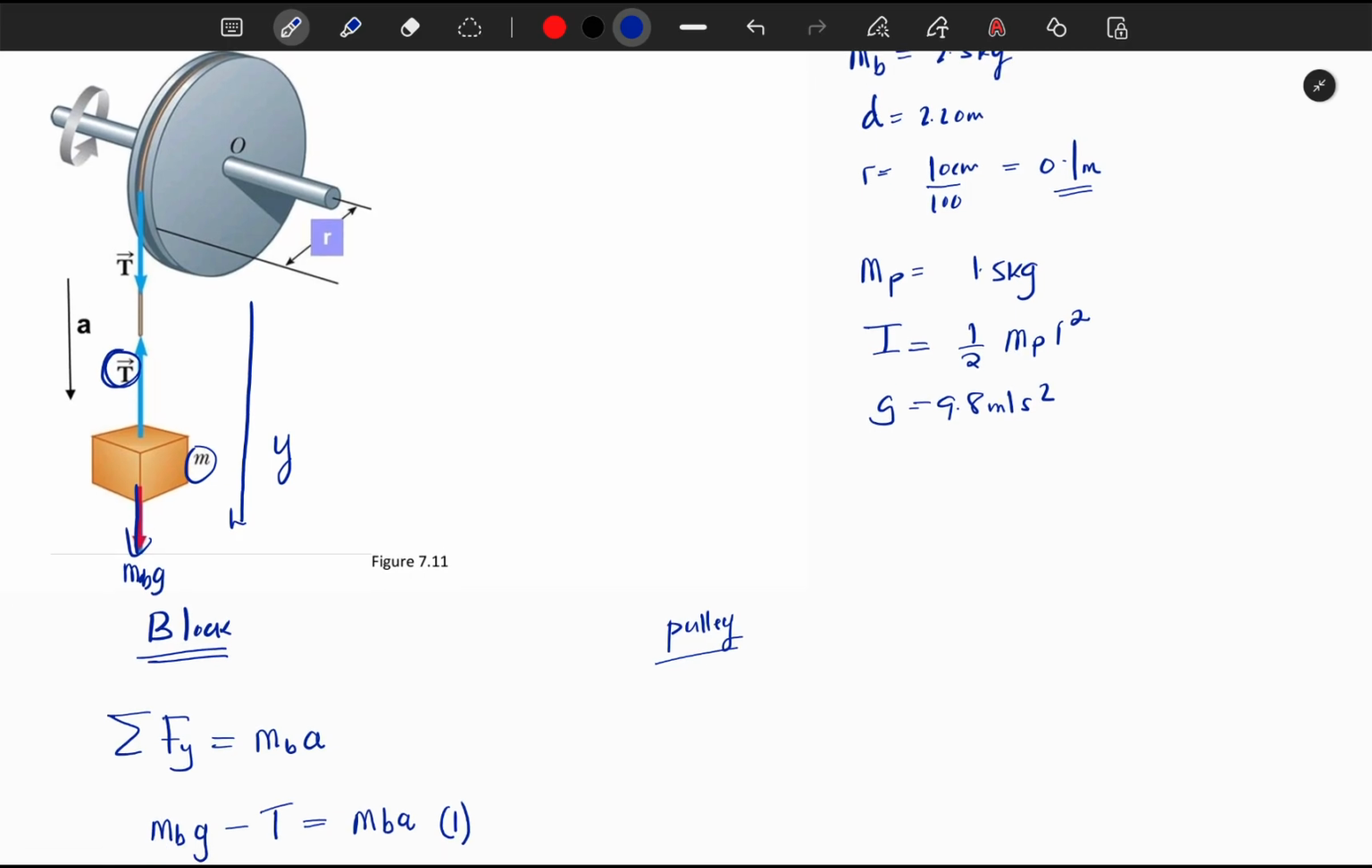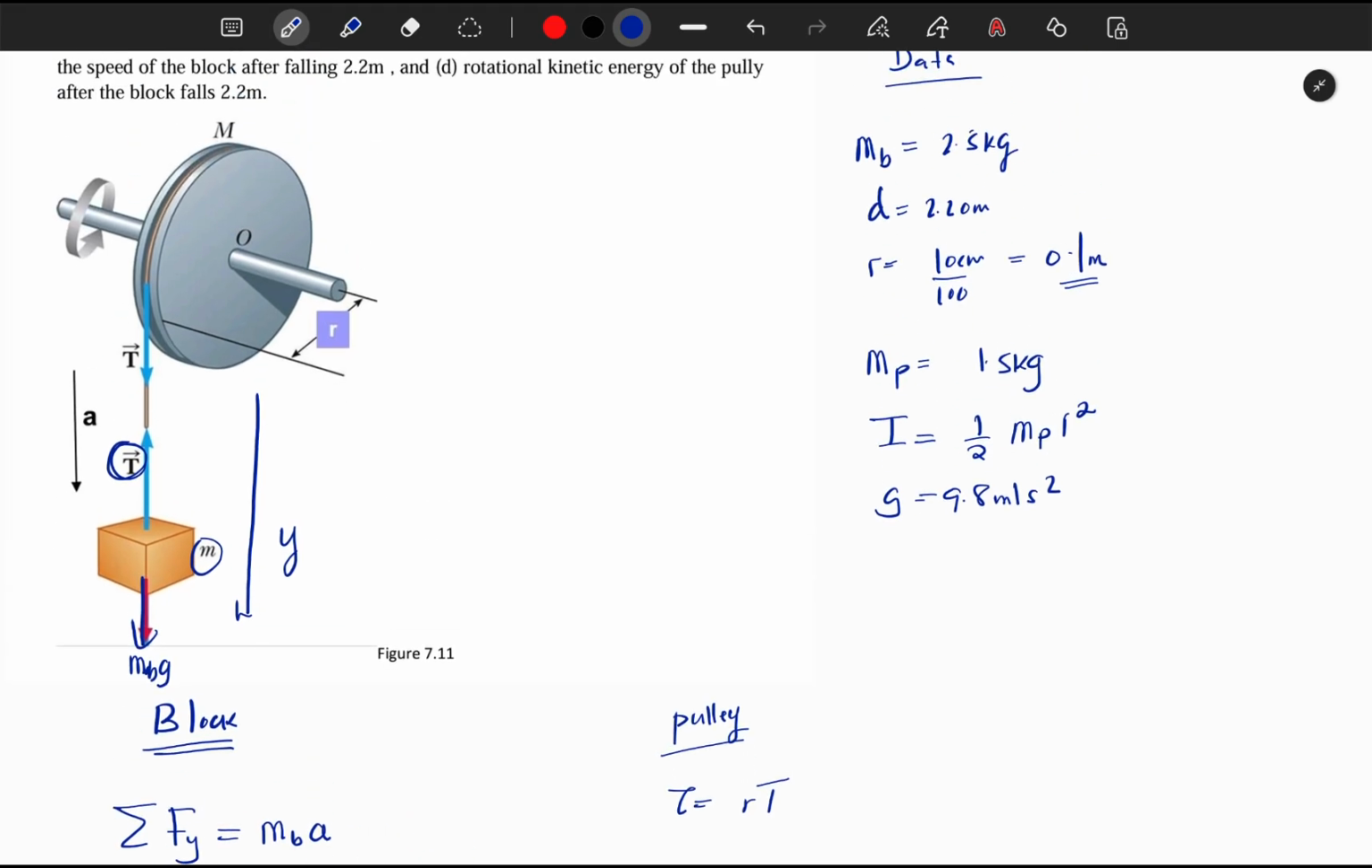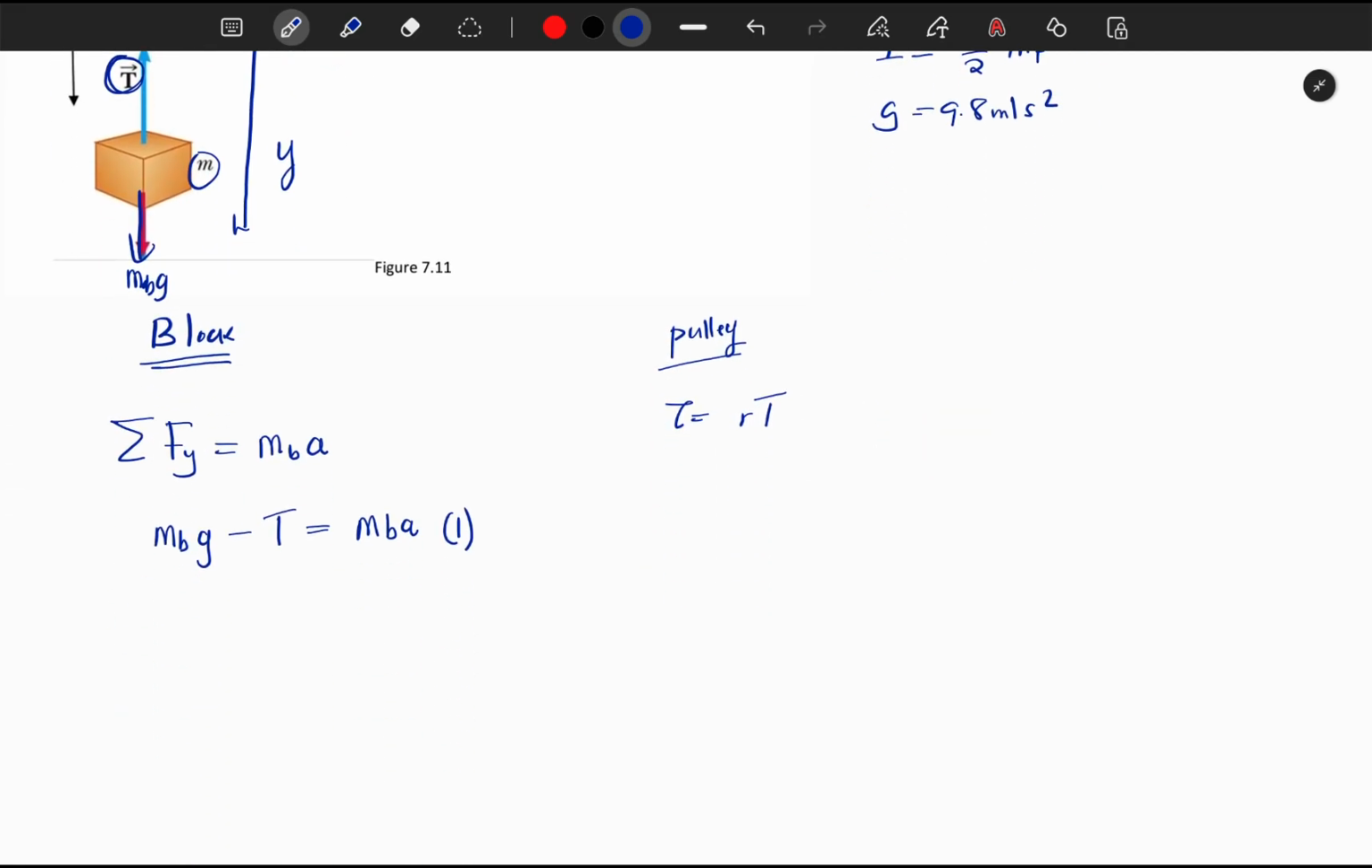Now for the pulley, it is undergoing rotational motion. Because it is undergoing rotational motion, it is accompanied by what we call torque. All right, so the torque is what is causing the turning. This is turning because there is a torque there, and the torque is given by R multiplied by the tension, because this tension multiplied by the radius will give us the torque. I think this formula we all know, where T is just the force.